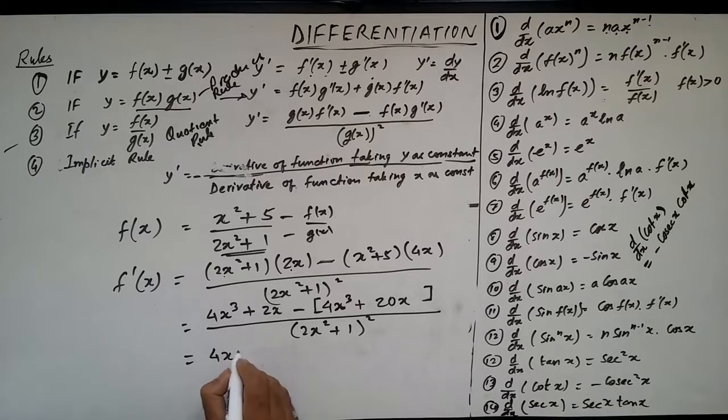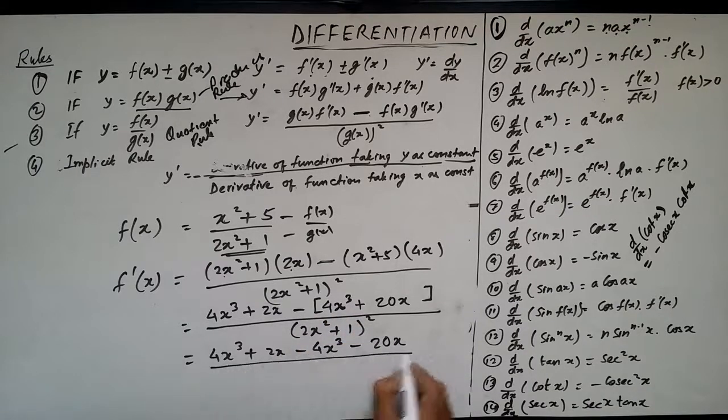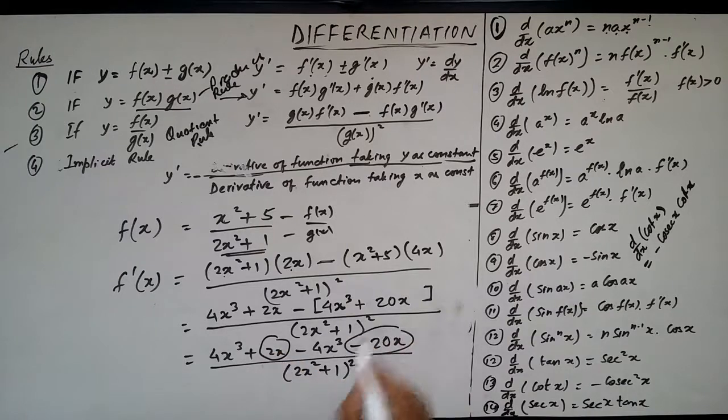So this becomes 4x cubed plus 2x. Now it's very easy to understand the signs. Minus into plus becomes minus 20x upon 2x squared plus 1 whole square. So we just have to combine like terms. This cancels with this one, and plus 2x and minus 20x is minus 18x upon 2x squared plus 1 whole square.